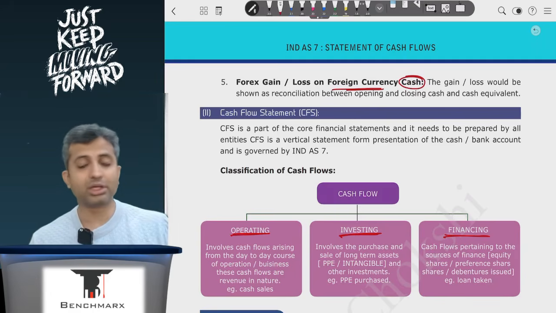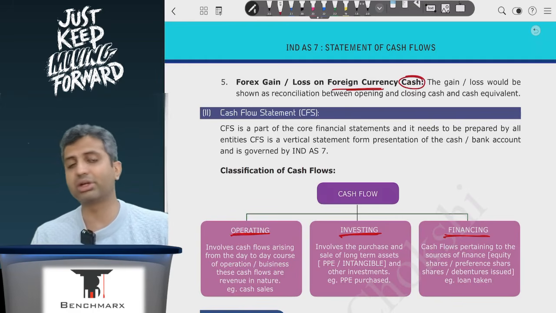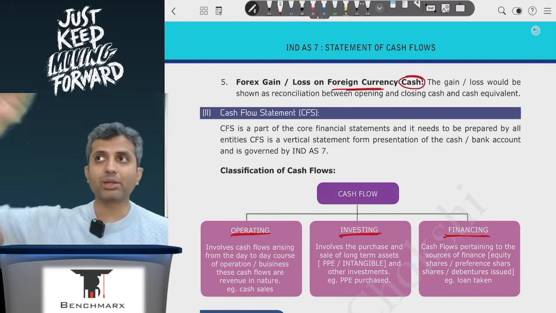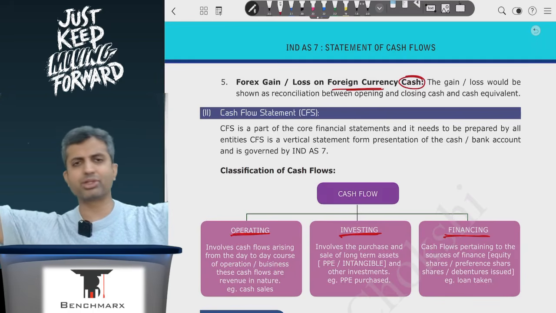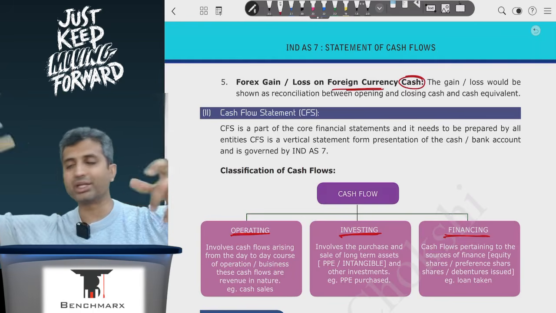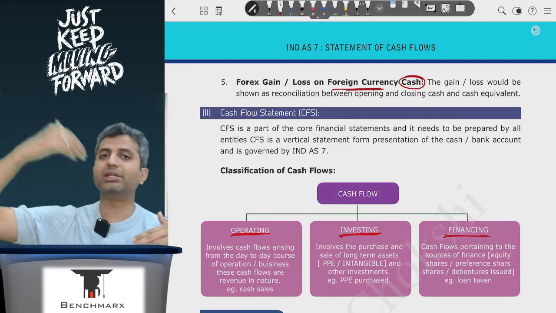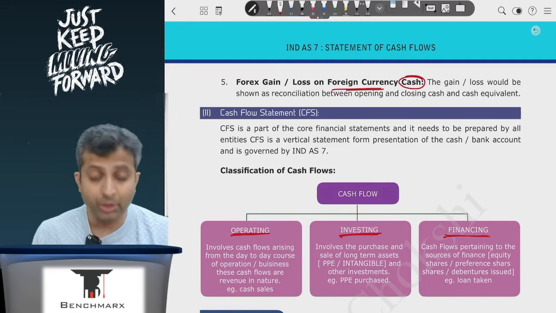However, at the start of the year these $100 were worth 80, and at the end of the year these $100 are now worth 90, because the exchange rate has changed. In which case, if I look at my balance sheet, I will see a cash balance of 8,000, $100 into 80 opening, and then at the closing $100 into 90, that is 9,000. But that 1,000 increase is not backed by either an operating, investing or financing cash flow. Then what do I do?